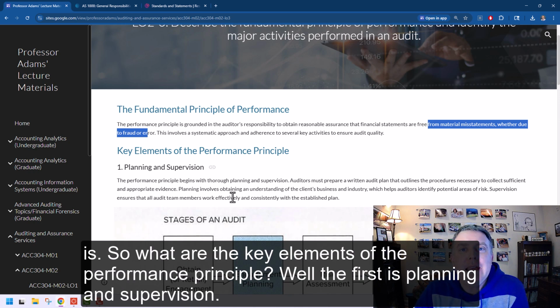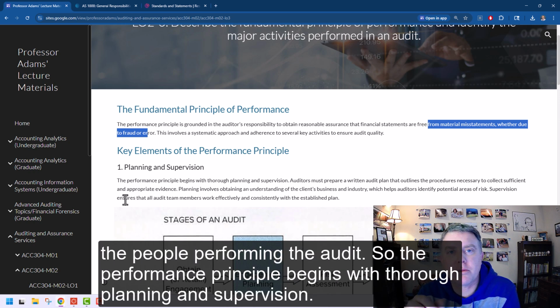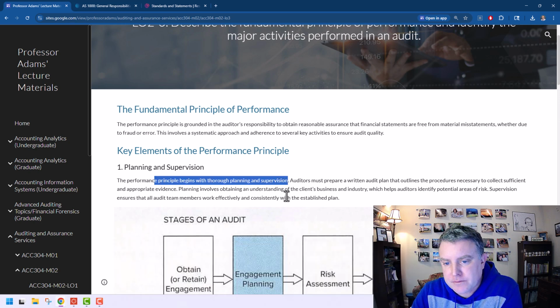So what are the key elements of the performance principle? Well, the first is planning and supervision. We have to plan the audit out based on risks, the risky areas in the audit, and then we have to supervise the people performing the audit. So the performance principle begins with thorough planning and supervision.